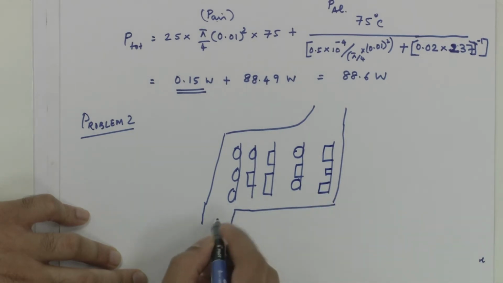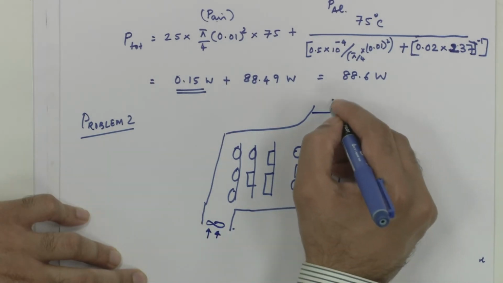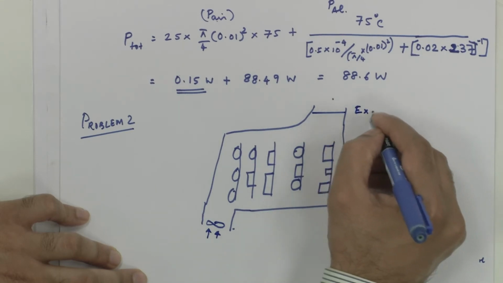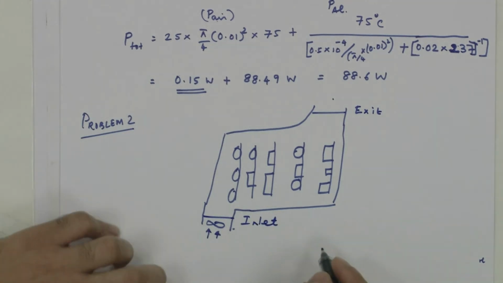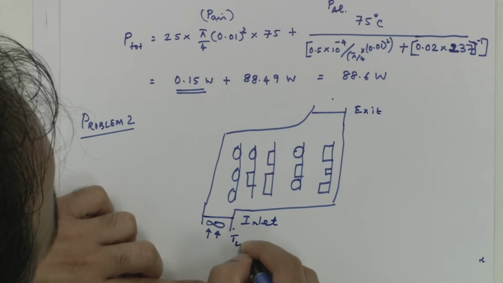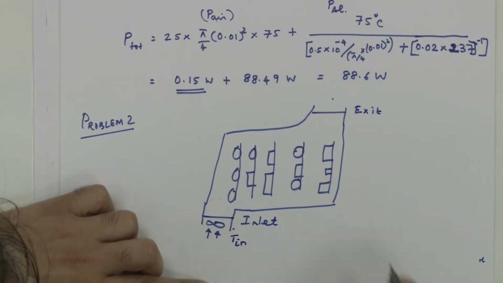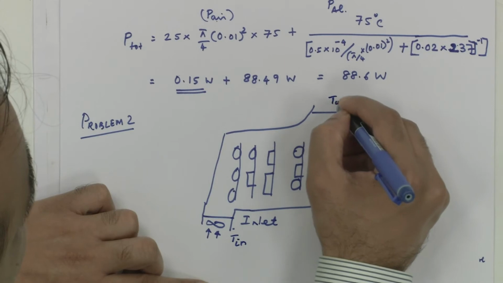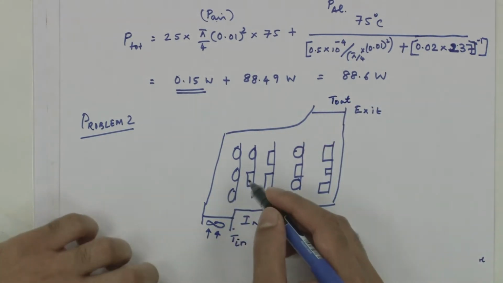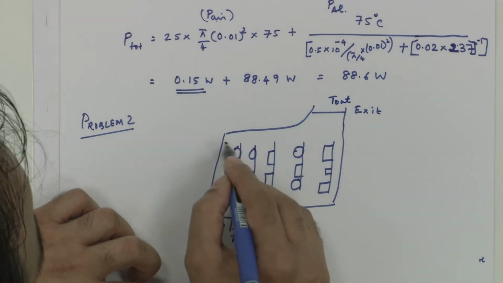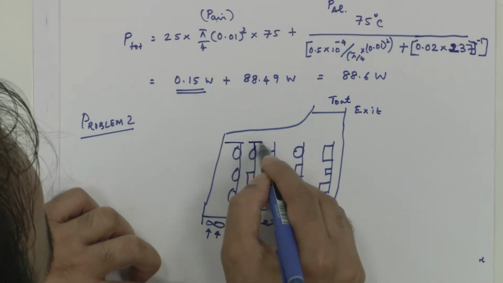And there is a fan that is bringing flow into the system, and this is its exit, and this is the inlet. Let's call the inlet temperature, at which the flow is coming in, T in, and let's assume that the outflowing temperature is T out. And typically there are some planes over which these are mounted.